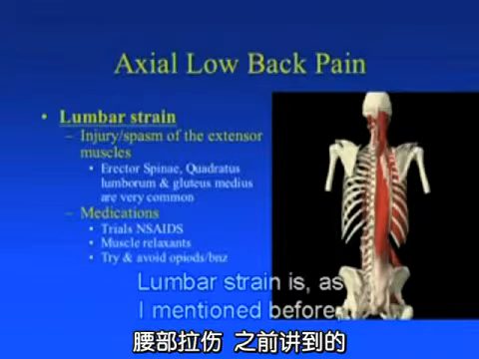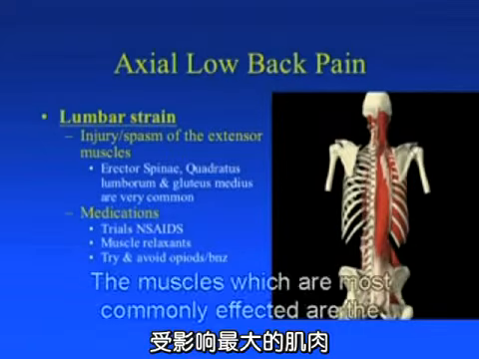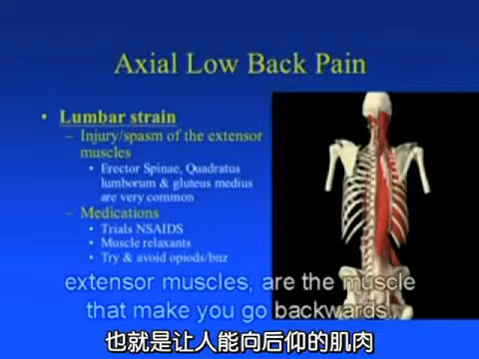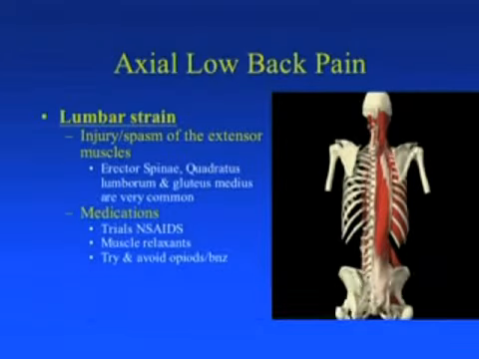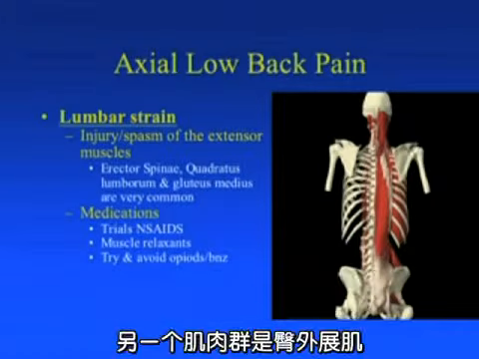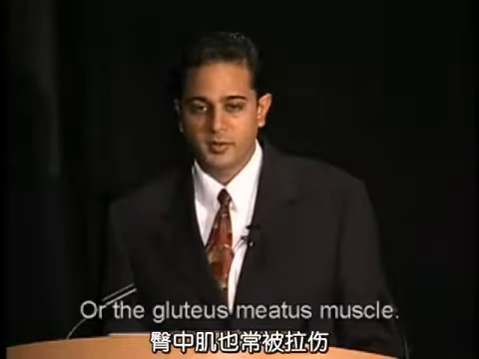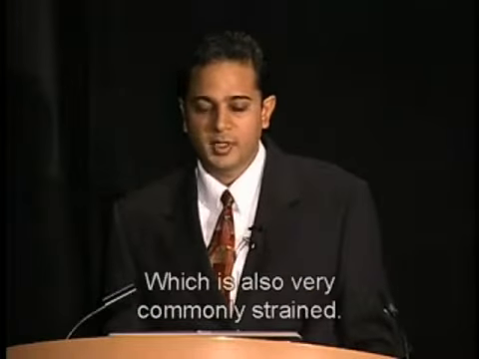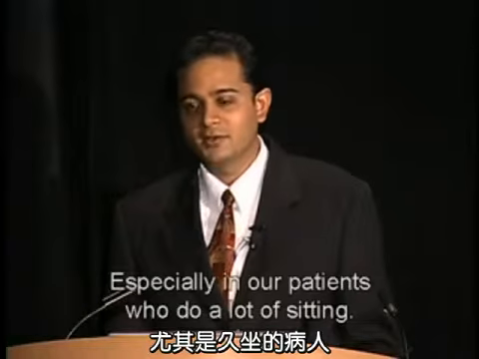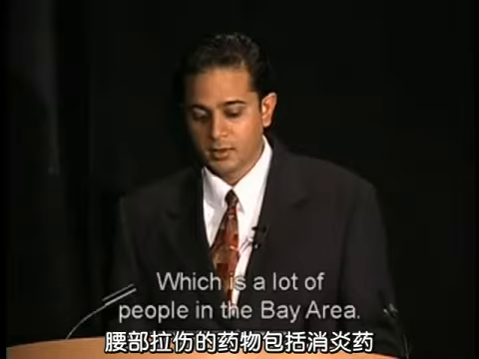Lumbar strain is, as I mentioned before, probably the most common cause of axial low back pain. The muscles which are most commonly affected are the extensor muscles, or the muscles that make you go backwards. These are the erector spinae, the quadratus lumborum. Another muscle group is the hip abductors, or the gluteus medius muscle, which is also very commonly strained, especially in our patients who do a lot of sitting, which is a lot of people in the Bay Area.